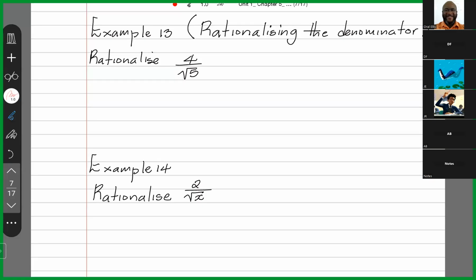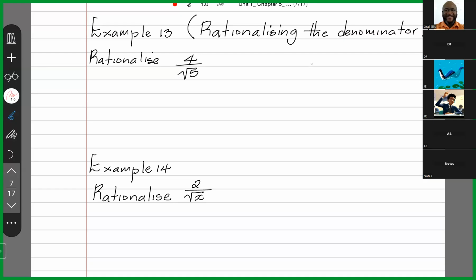All right, so at example 13, we're going to start talking about rationalizing the denominator. Sorry, first, rationalizing the denominator means making the denominator rational. Essentially, that's what it's saying. Getting the denominator to become rational. Now, if you multiply a surd by itself, it will become rational.